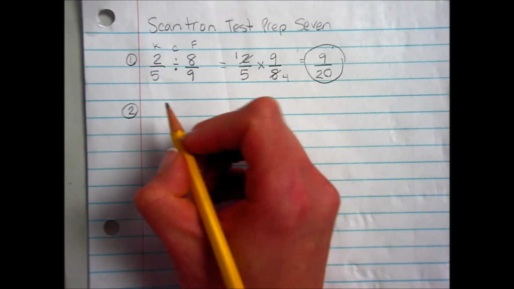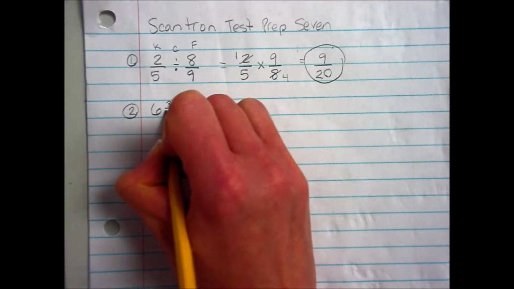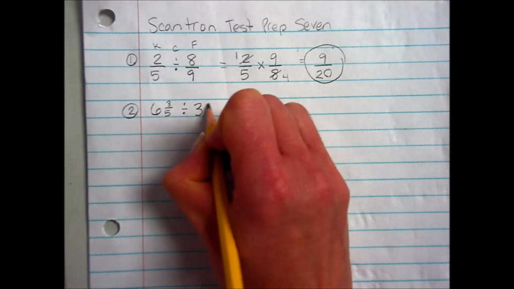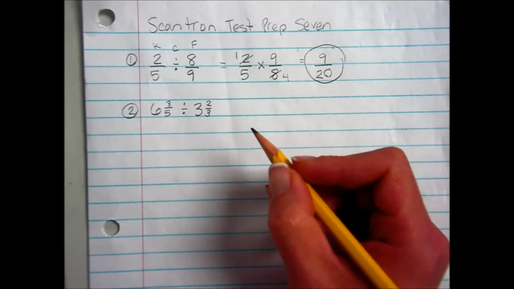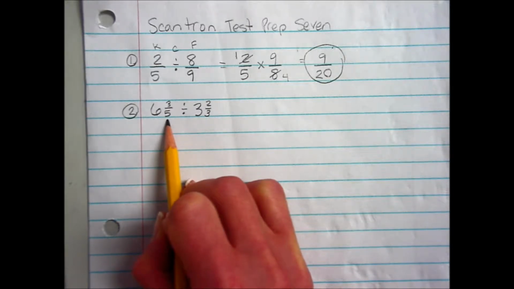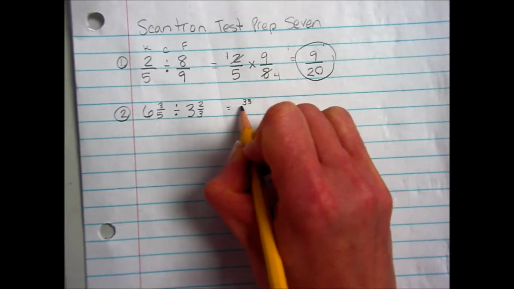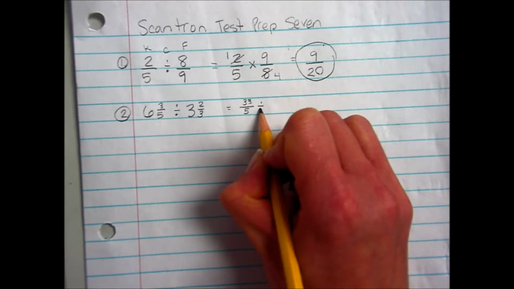All right, now let's work with a mixed fraction. If we have 6 and 3/5, and we want to divide that by 3 and 2/3. So the first step in this problem is to change our mixed number into improper fractions. So we'll take 6 and multiply it times 5 to get 30, and then add 3, which will give us 33, and then we keep the denominator the same. Go ahead and keep your division sign right now.